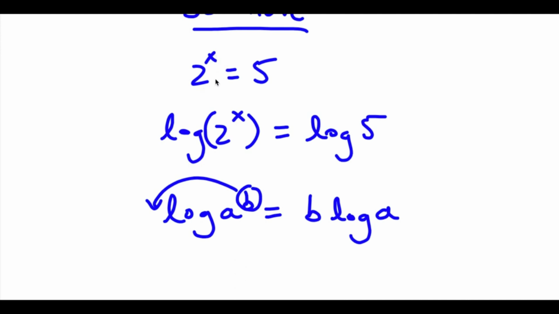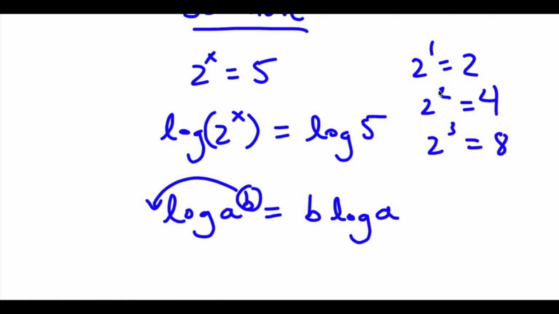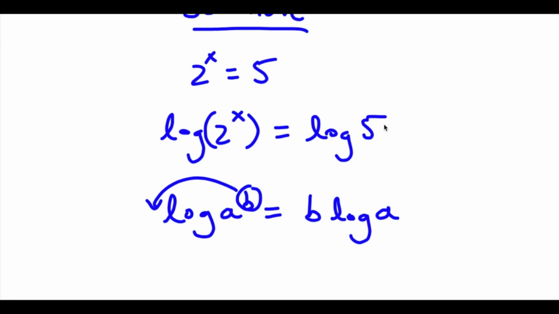And we know that x is going to be a decimal because you can't take 2 to the power of a whole number and make it equal 5. 2 to the power of 1 is equal to 2. 2 to the power of 2 is equal to 4. And 2 to the power of 3 is equal to 8. So the value of x is going to be somewhere in between 2 and 3. So now what we did is we're going to use this property, and we are making x a real term. And now it's going to be really easy to solve for x.